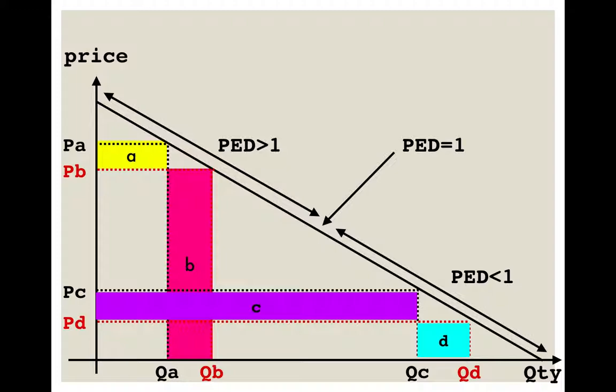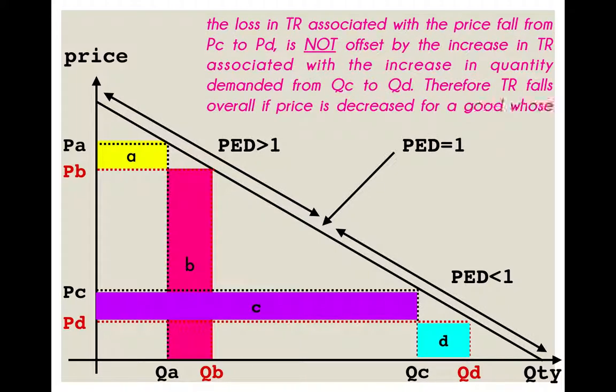product from this firm. But now we see that as compared to the previous case, area C, the fall in total revenue, is actually bigger than area D, the gain in total revenue, which means that the net effect on this firm's total revenue is actually that the total revenue for this firm will fall. Now, why is that the case?